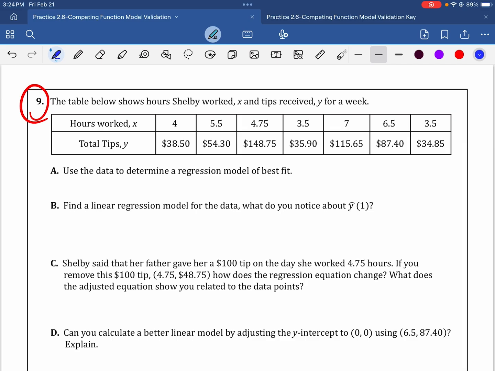All right, so this one talks about the number of hours you work and your total tips. And this one is clearly, at first I was looking at it as an outlier, and then I read on in part C, her father gave her a $100 tip. So if we take that 100 off, basically it's asking how is that going to be different from our regression equation. All right, so I'm just going to show you my answer key first.